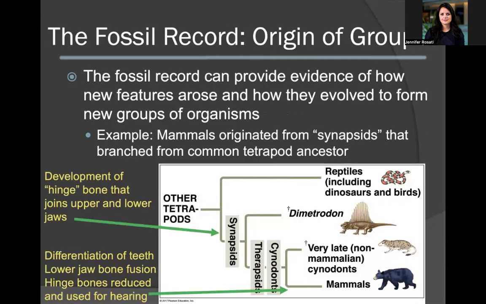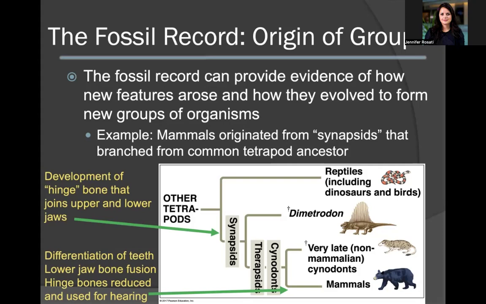The fossil record can also provide evidence on how new features arose over time, and how these features evolved to form new groups of organisms. An example is looking at the evolution of mammals. Mammals originated from a group called synapsids. These synapsids branched from a common tetrapod ancestor that is also shared with reptiles, including dinosaurs and birds.